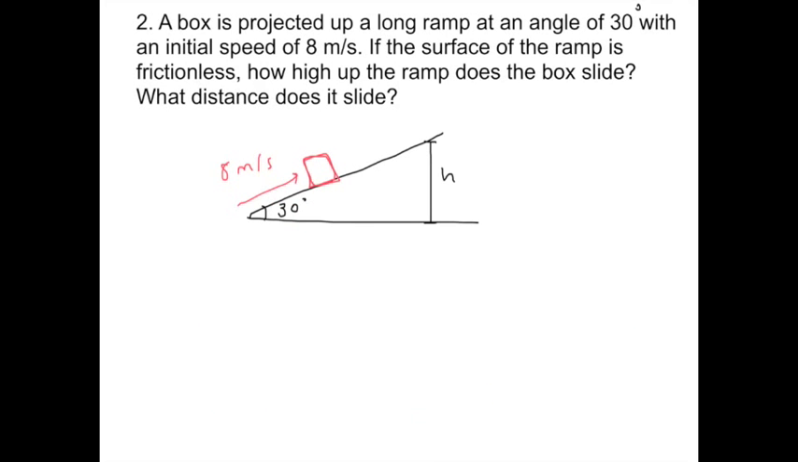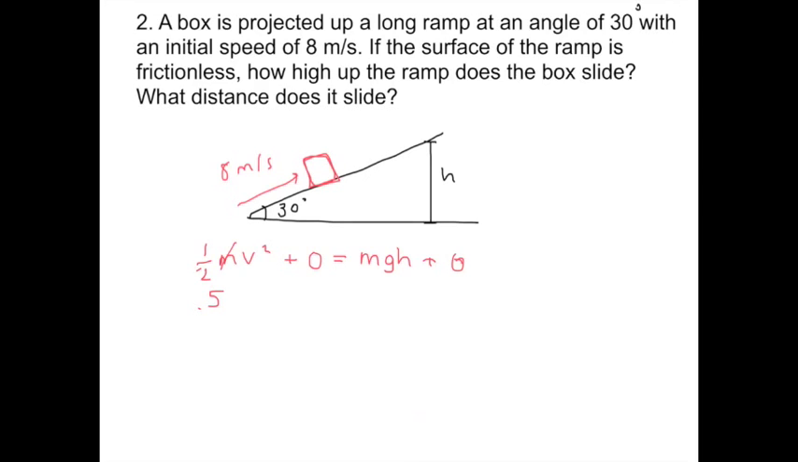Number 2. A box is projected up a long ramp at an angle of 30 degrees with an initial speed of 8 meters per second. If the surface of the ramp is frictionless, how high up the ramp does the box slide? And then we also want to know what distance up the ramp does it slide. So we'll start by solving for height. We know that in the beginning, the box is moving at some speed, so it has kinetic energy. We know that it starts from a height of 0, so we'll call the initial gravitational energy 0. In the end, it has a height, so it has gravitational energy, but it's come to a stop, so it has no kinetic energy.